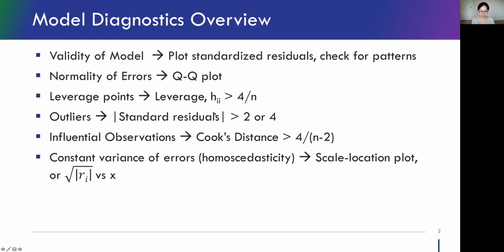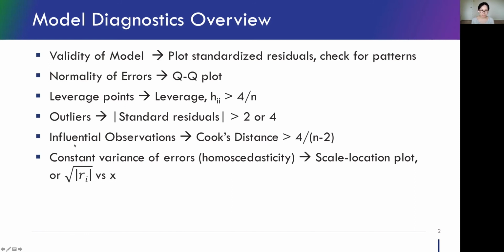Like if the absolute value of the standard residuals is beyond 2 or beyond 4, well, either 2 or 4 would depend on your sample size. So if a leverage point is an outlier, then it's a bad leverage point. We'll take some action for it.